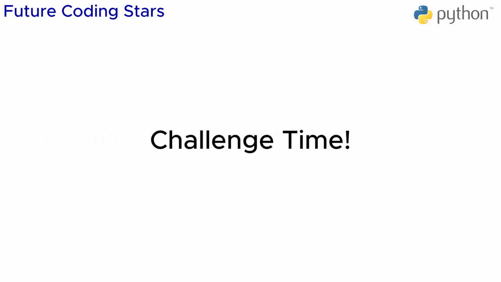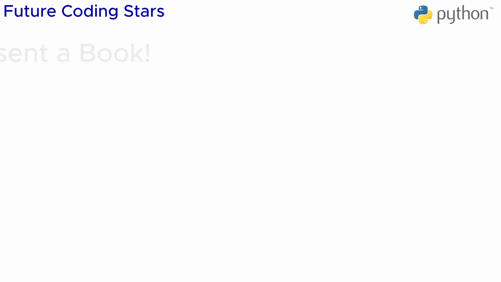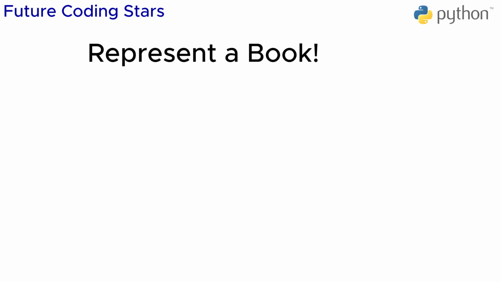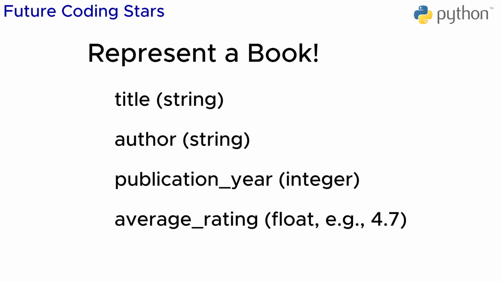Ready for a small challenge to test your skills? Your task is on the screen. Declare variables to represent a book with the details shown. Then print out both the value and the type for each variable. Pause the video now, give it a try, and then come back to see one possible solution. Welcome back. How did it go?